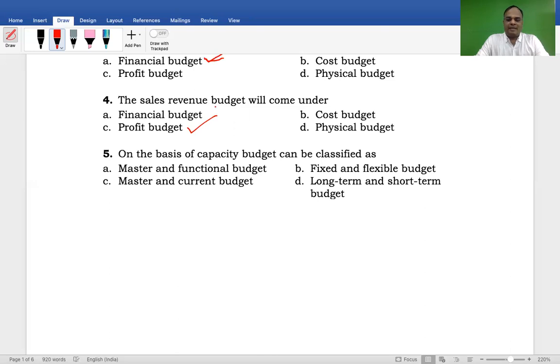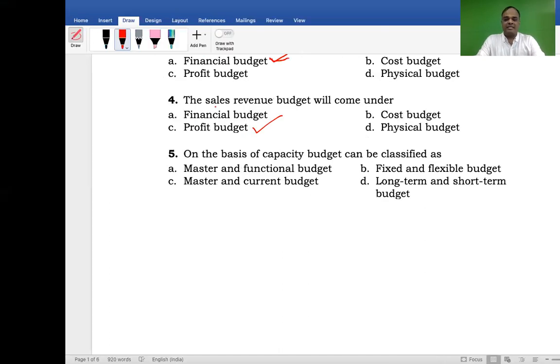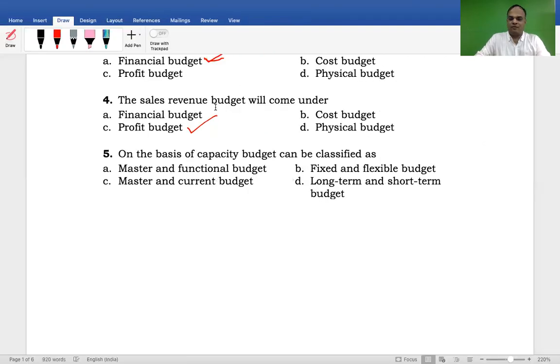On the basis of capacity, budget can be classified as master and functional budget, fixed and flexible budget, master and current budget, long-term and short-term budget. Based on capacity, it comes under fixed and flexible budget. Next.